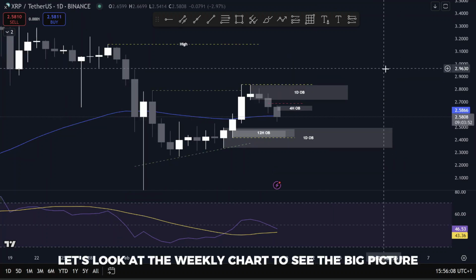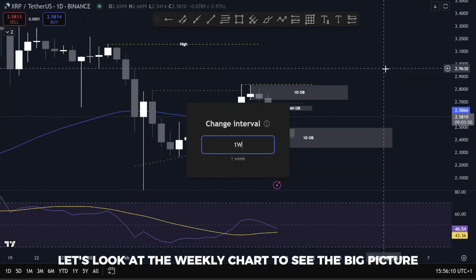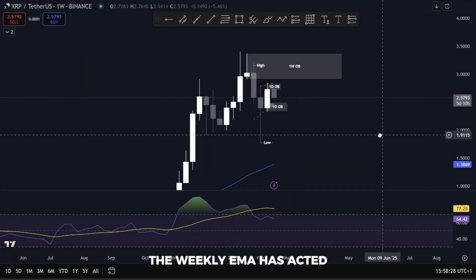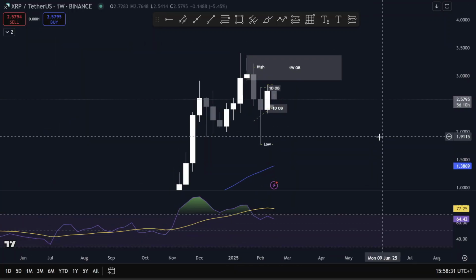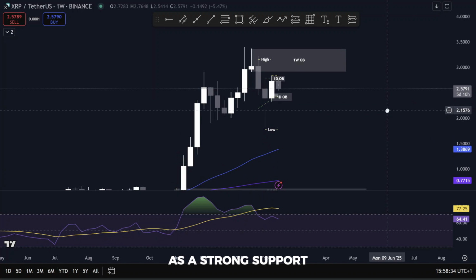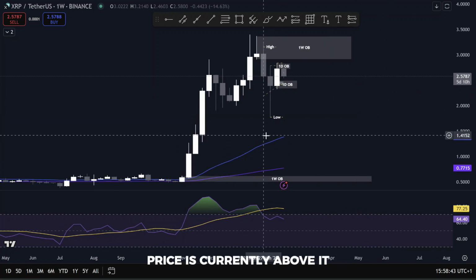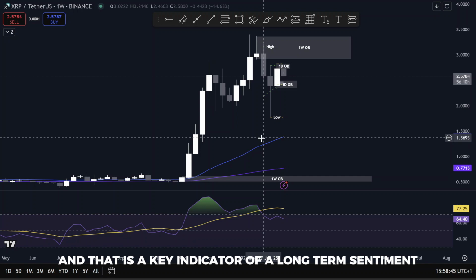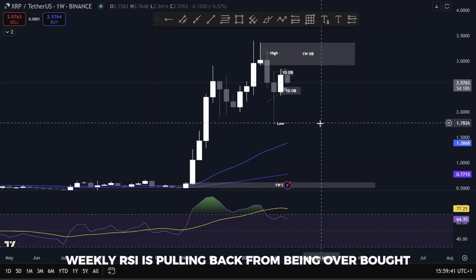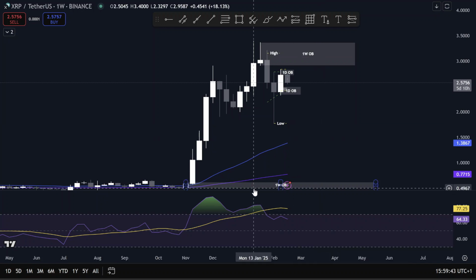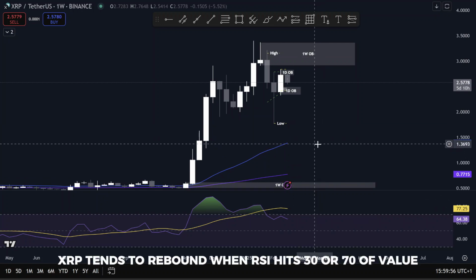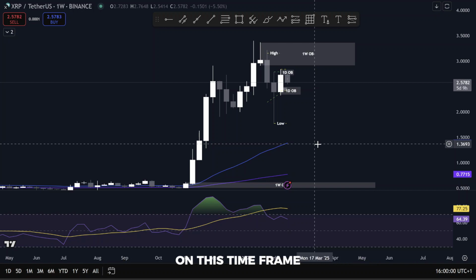And finally, let's look at the weekly chart to see the big picture. The weekly EMA has acted as a strong support for the price for a long time now. Price is currently above it, and that is a key indicator of long-term sentiment. Weekly RSI is pulling back from being overbought. XRP tends to rebound when RSI hits a value of 30 or 70 on this time frame.